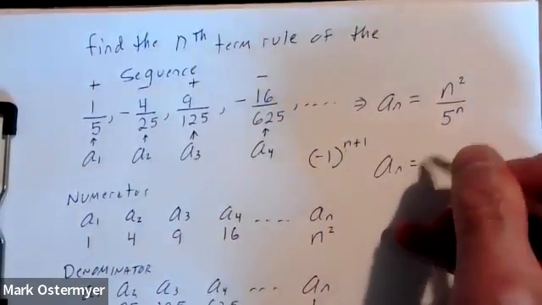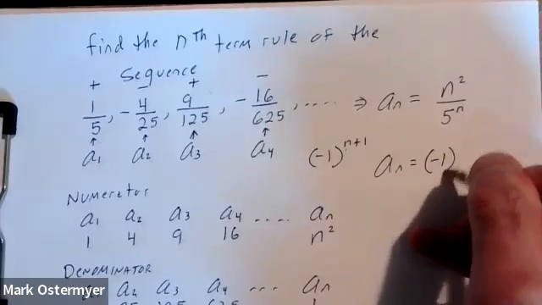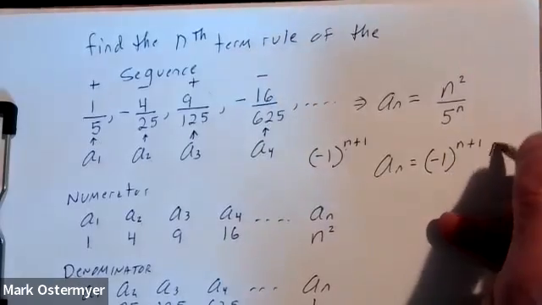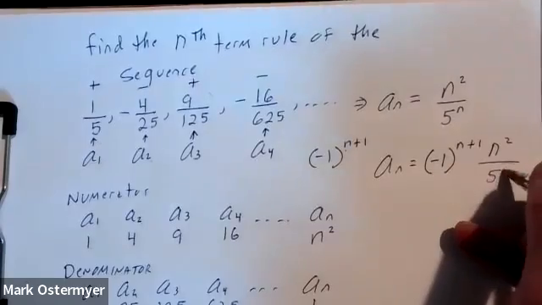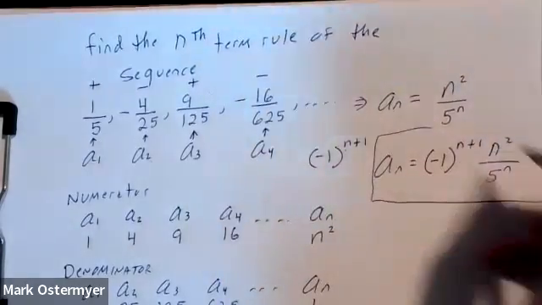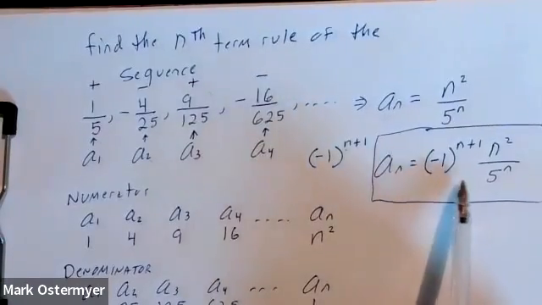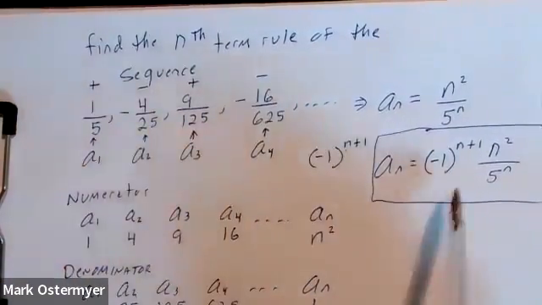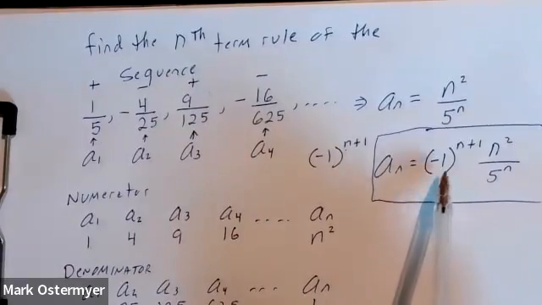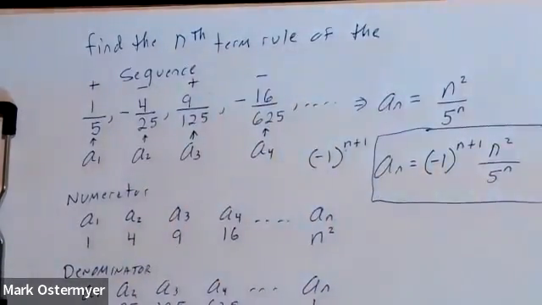So therefore, the nth term rule for this sequence is going to have to be this. That would be the nth term rule here. This nth term rule would generate any term of this sequence here, and it also accounts for the alternation in sign too.